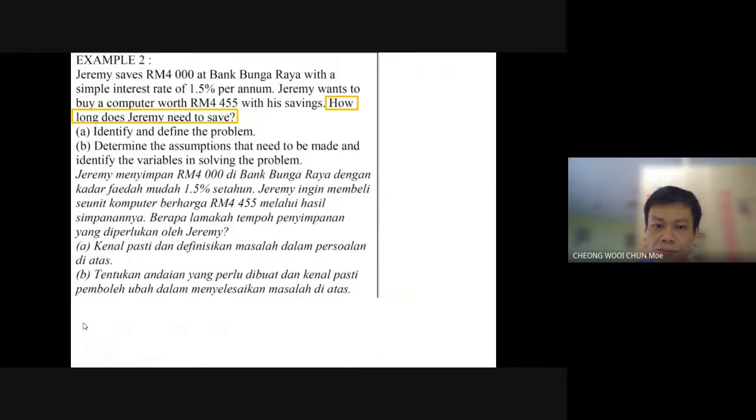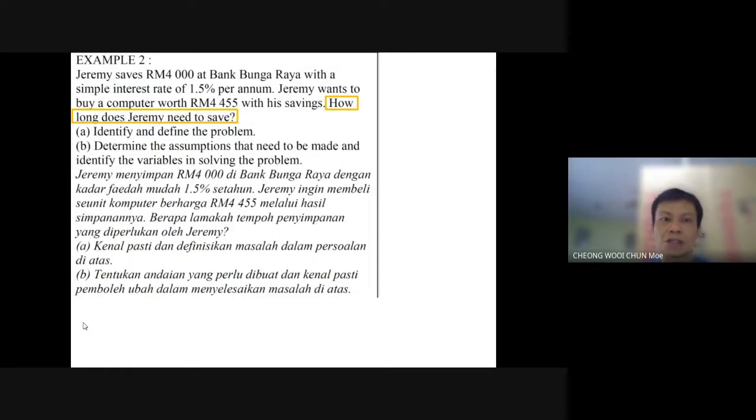This gives a rough idea on this modeling process. Okay, so we look at example two.